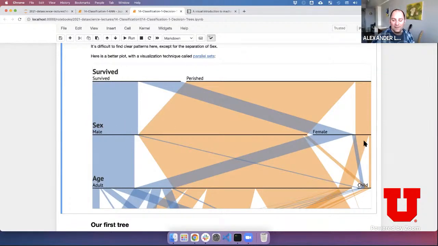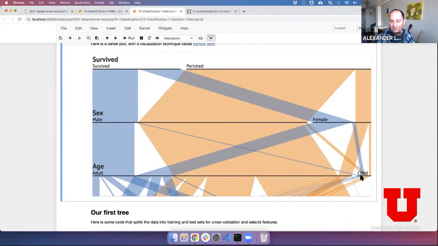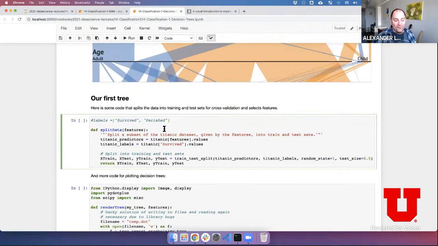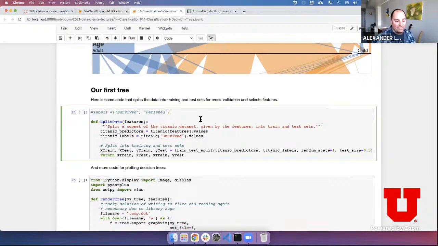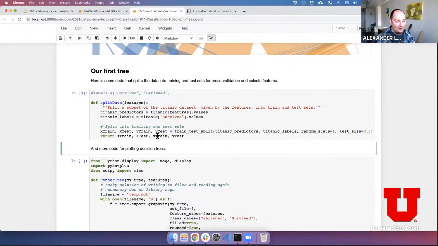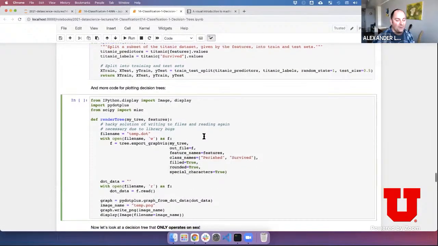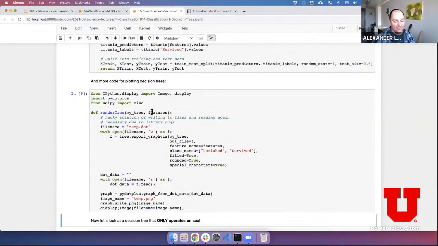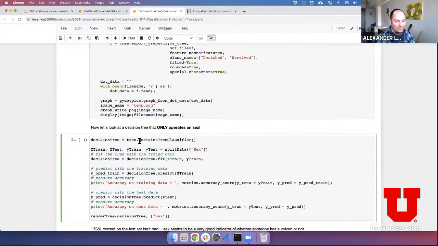So you can see that more than half of females survived, and only about a third or a quarter of females died. And for children, we can see that a good chunk of them actually did survive, and so on. So now let's build our decision tree. First, this is some code that splits our data set into training and test sets. And then we have some more code for plotting decision trees. These are just two functions that will be used subsequently. And now let's look at the decision tree that only separates on sex.